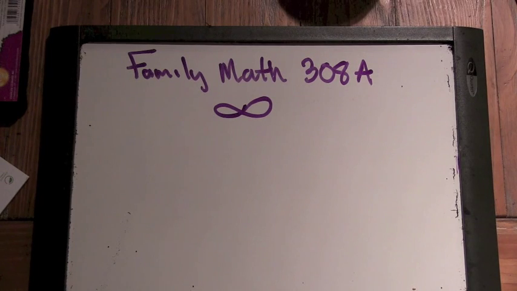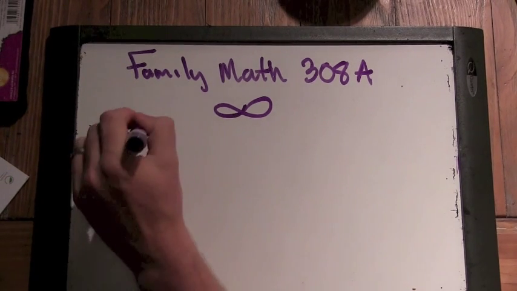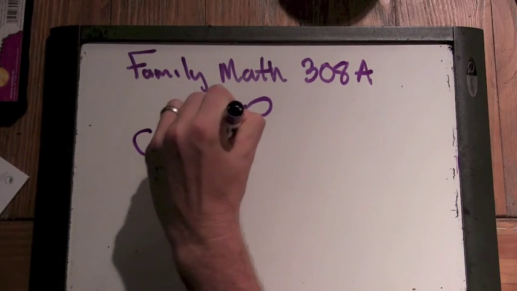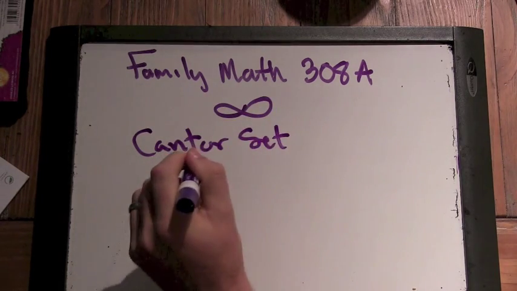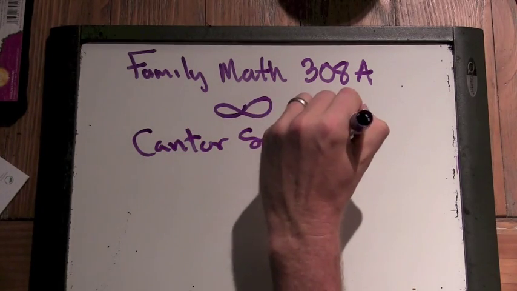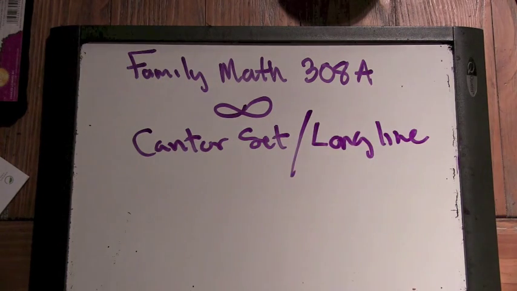So we talked about topology yesterday, and you asked to talk a little bit more about topology today. That's fine. We're going to talk about something called the Cantor set. We're also going to talk about something called the long line. It's like a line that you normally know, except it's longer. How can it be longer than infinity?